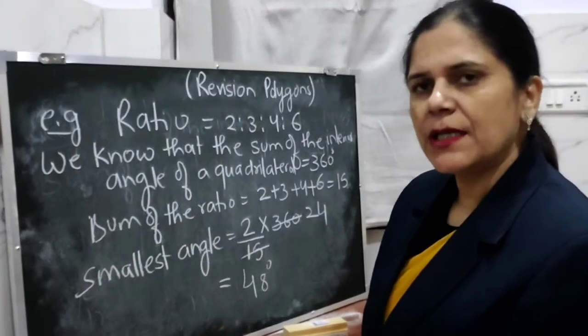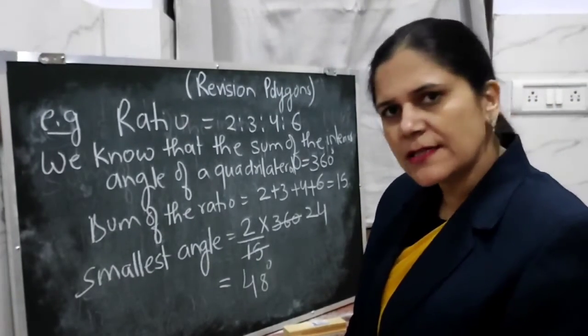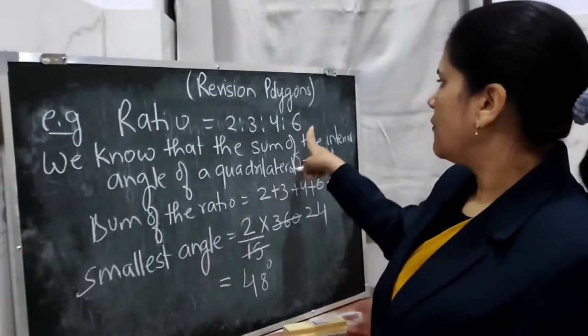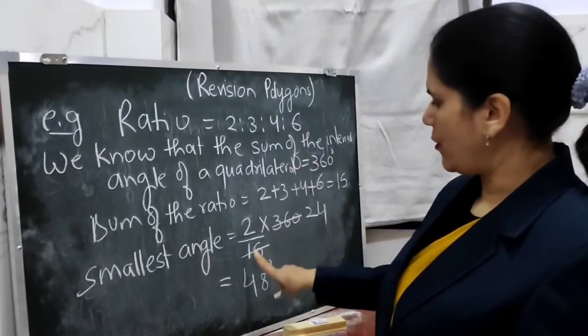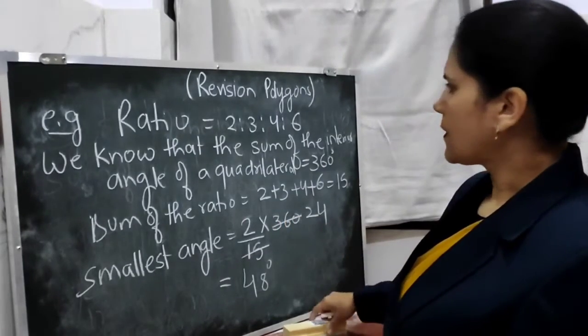Now for example, if in the same question they ask you to find the greatest angle, then what will you do? You will write here 6 upon 15 into 360 degree.